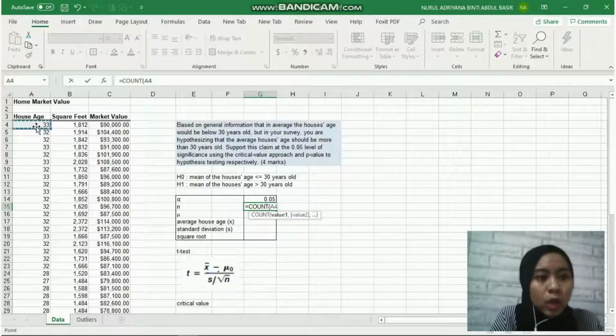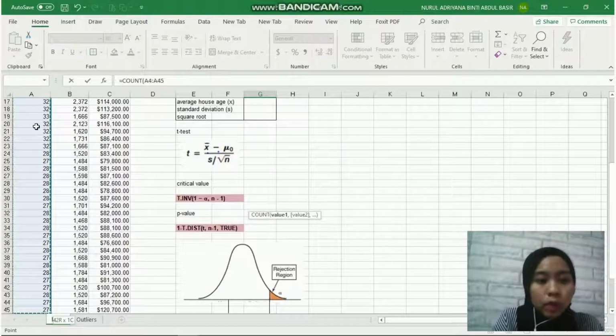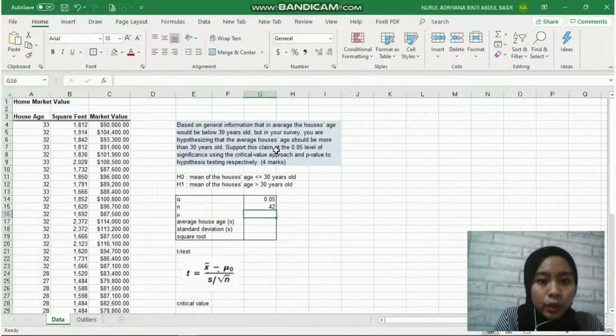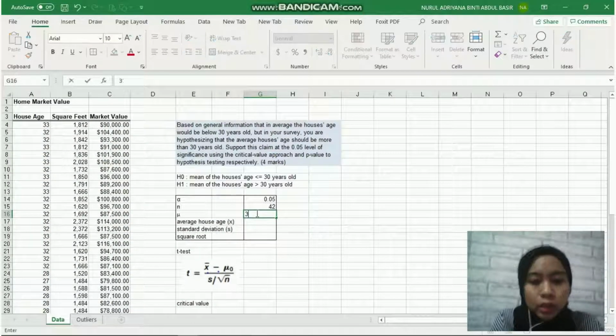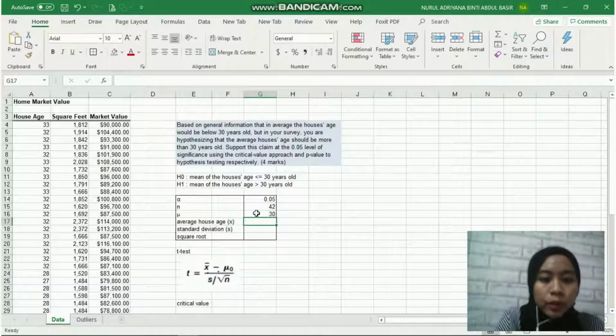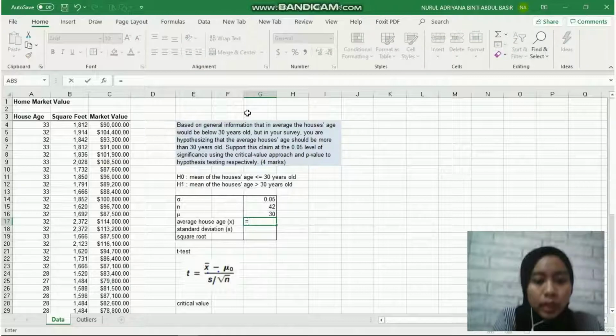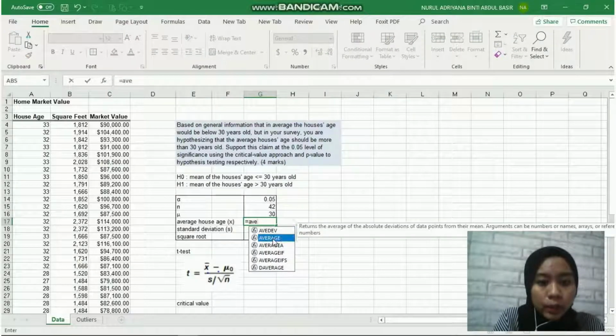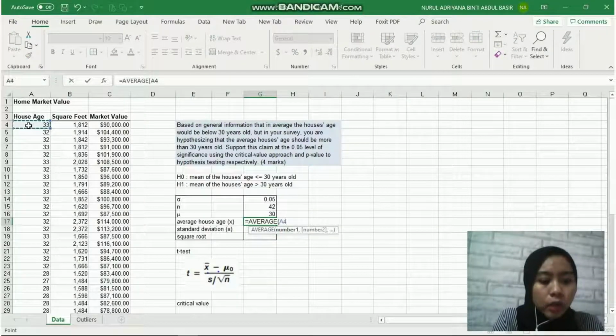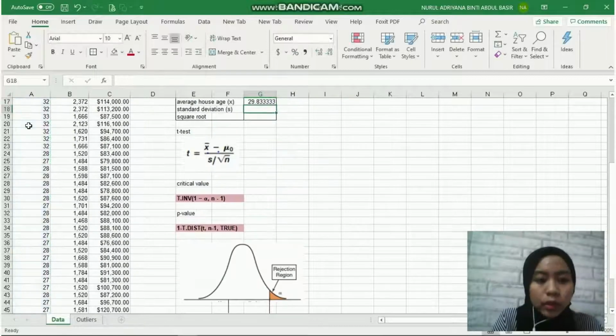Select the column house age, Ctrl Shift arrow down, enter. And for the mu, already listed in the question, 30 years old. For the X bar, average house age, we use the formula AVERAGE. Select the column house age, Ctrl Shift arrow down, enter.